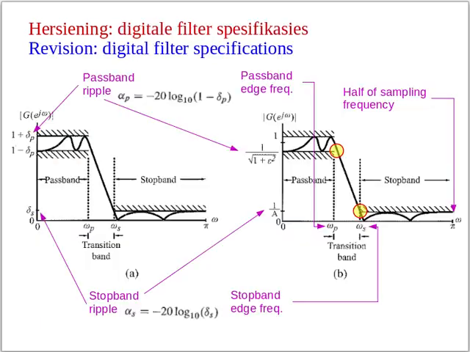Another bit of revision is that the requirements of a filter are specified in terms of the two edge frequencies, the passband as well as the stopband edge frequency. It's important to be able to convert between the delta and the alpha values for both of these corner points, and always remember that in the design of IIR and FIR filters, the majority of the design takes place within the normalized frequency domain, in which half of the sampling frequency is represented by pi.